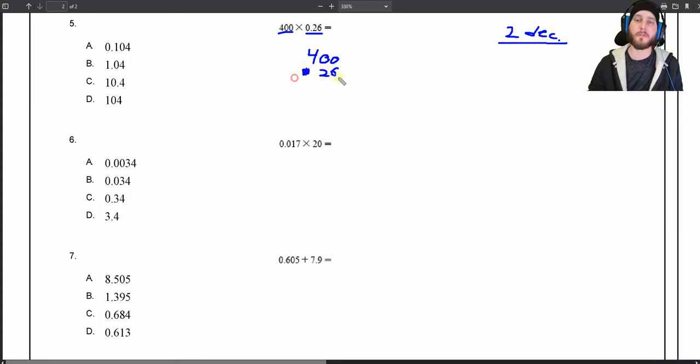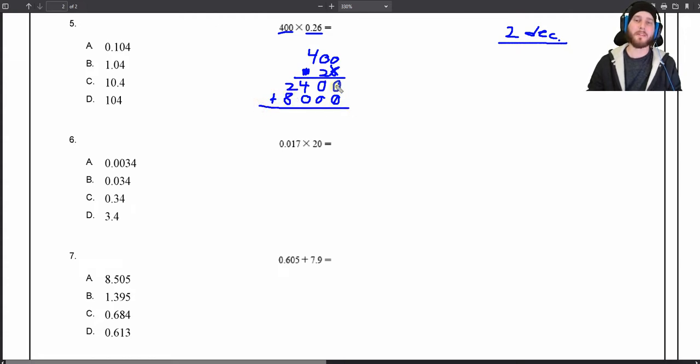400 times 26. 6 times 0, 6 times 0, and 6 times 4, which is 24. Not using that 6 anymore. Cross out my placeholder. 2 times 0, 2 times 0, and 2 times 4, that is 8.